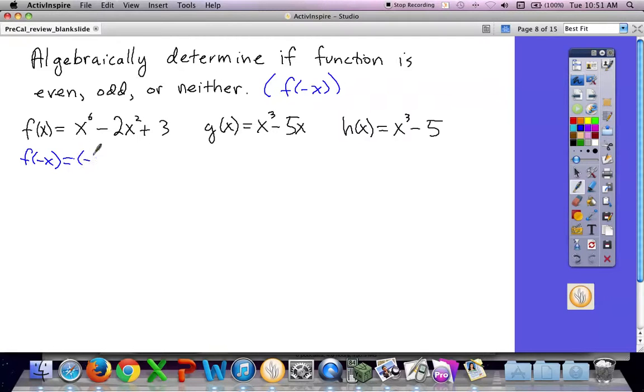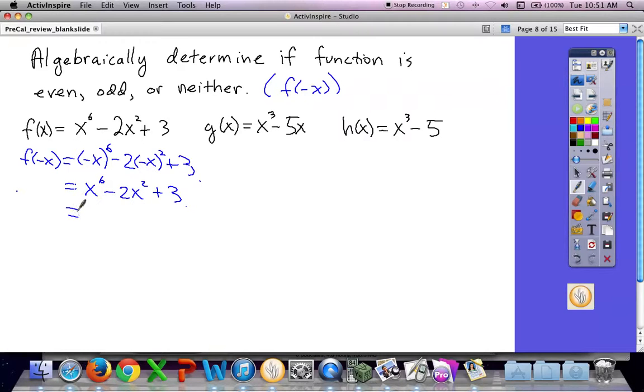Negative x to the 6th minus 2 times negative x squared plus 3. Now what happens if I take a negative x to the 6th power? It's positive. Anytime you take a negative to an even number power, it makes it a positive number. So that's actually the same thing as x to the 6th. And negative x squared is positive x squared, so this is negative 2x squared. And that is plus 3.